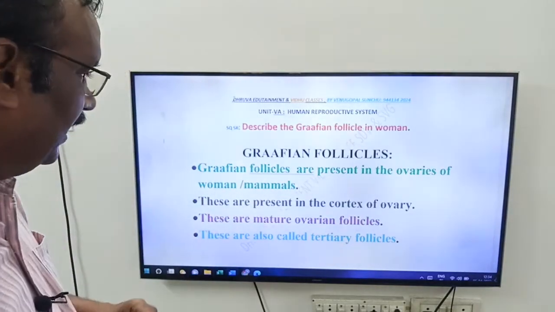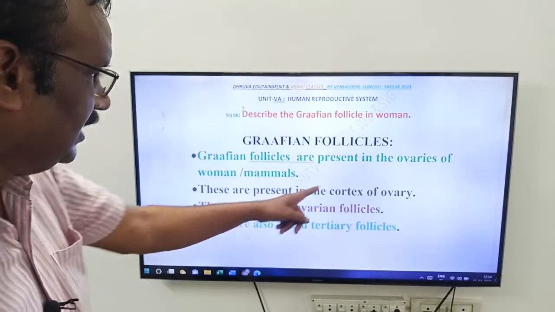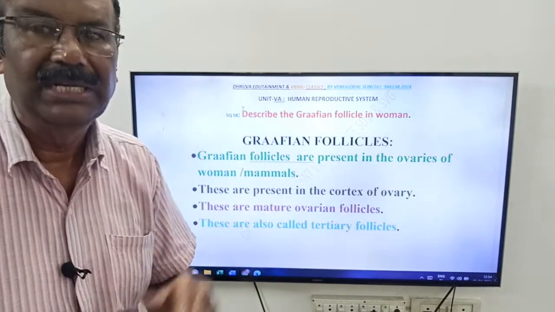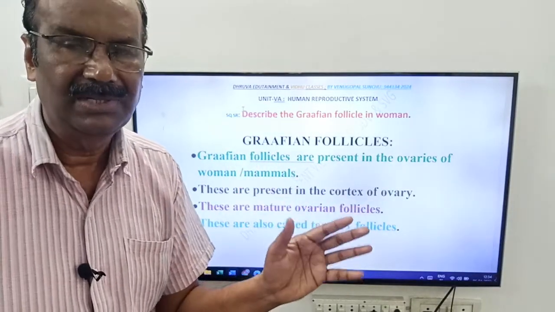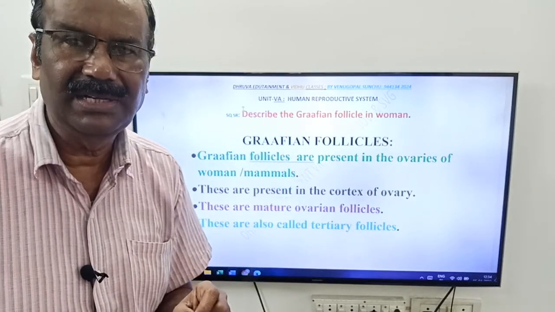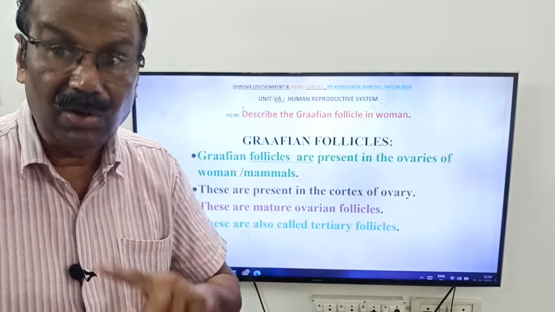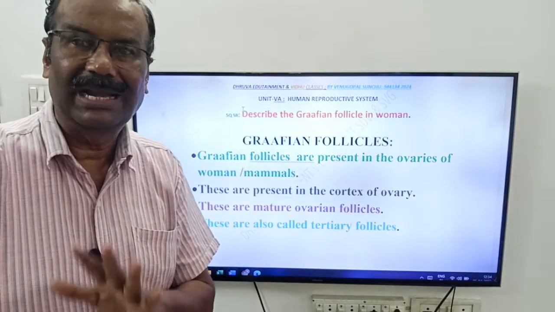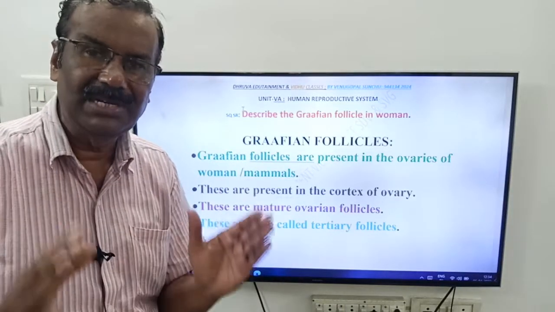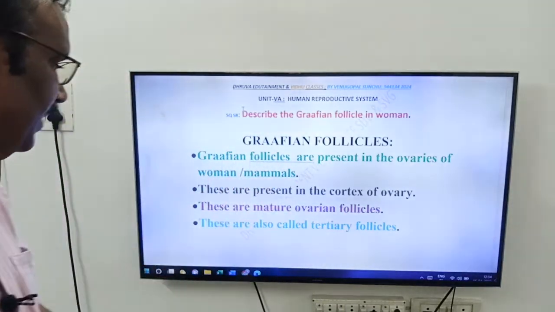Next, friends, these are present in the cortex of the ovary. Just now I told you, the ovary has 2 parts, inner medulla and outer cortex. So Graafian follicles are present in the cortex of the ovary, the outer part of the ovary, not inside, not in the inner medulla. They are present in the cortex of the ovary.